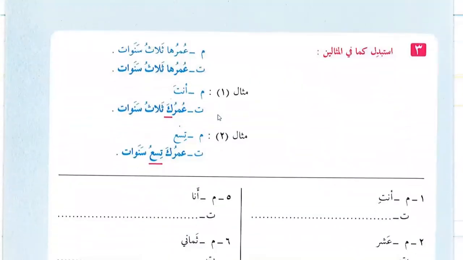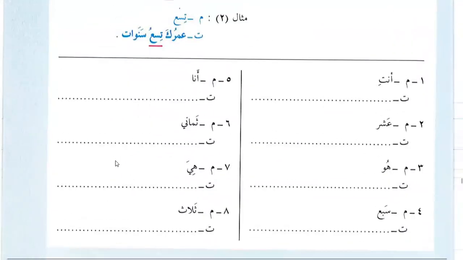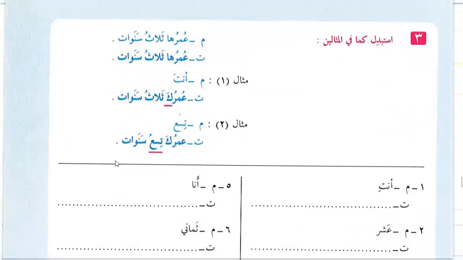Istabdil kama fil misalain. Replace like in the two examples. So umuruha salasu sanawat. Her age is 3 years. Then anta. So Mudaris gave the pronoun anta, so he made the sentence umuka salasu sanawat. Your age is 3 years. Then Mudaris gave the word tissa, so he made the sentence umuka tissu sanawat. Your age is 9 years.